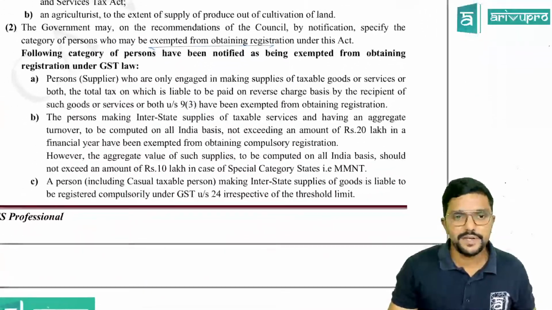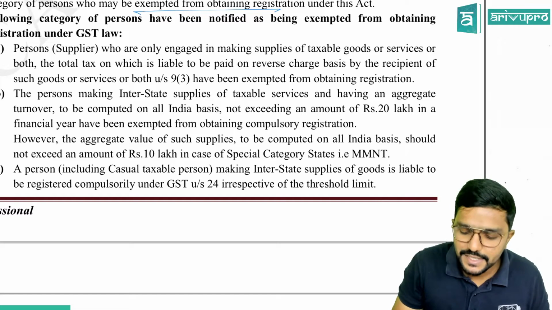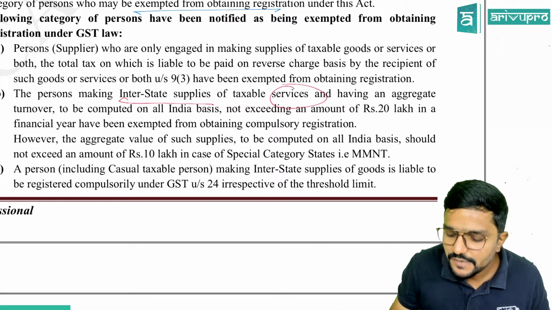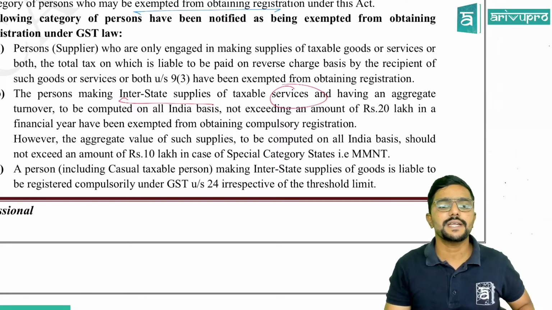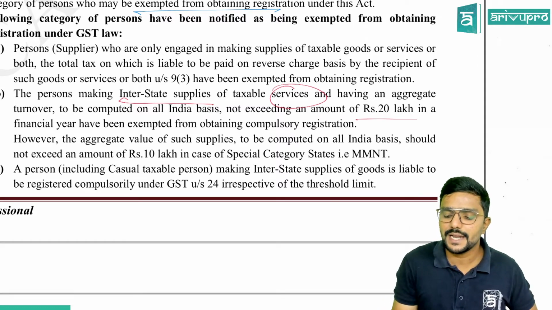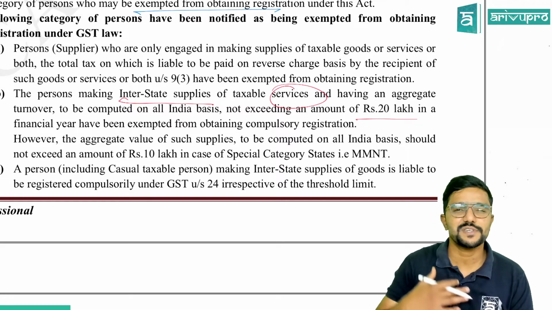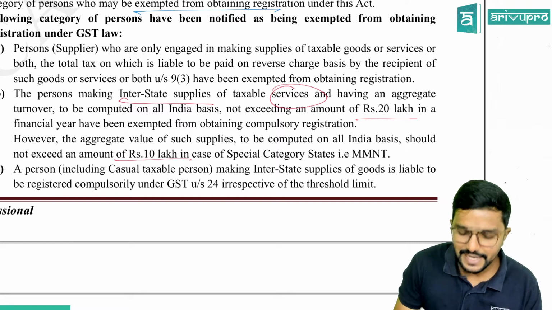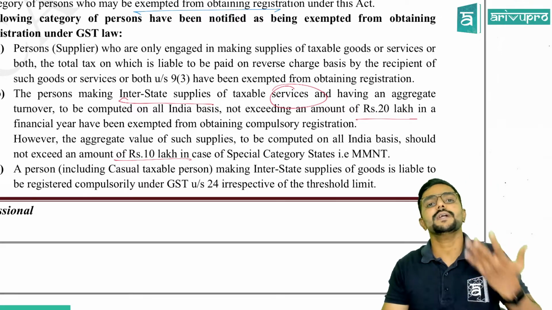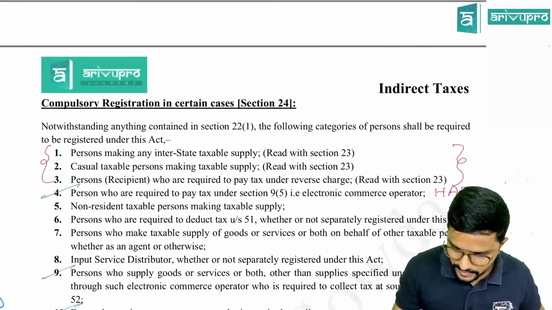Next, B point here. The person who is making interstate supplies of services and having an aggregate turnover, to be computed on all India basis, not exceeding 20 lakh in a financial year, has been exempted from obtaining compulsory registration. In case of special category states, instead of 20 lakh, it is 10 lakh, guys. So what are they trying to convey in this point? Please pay attention.